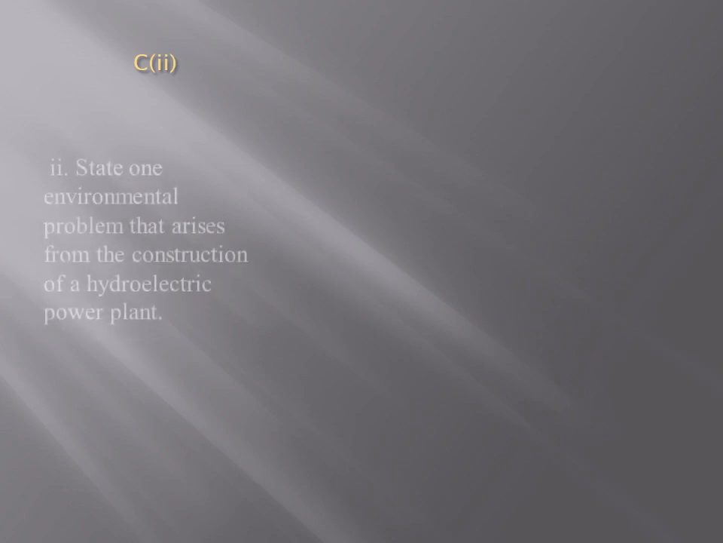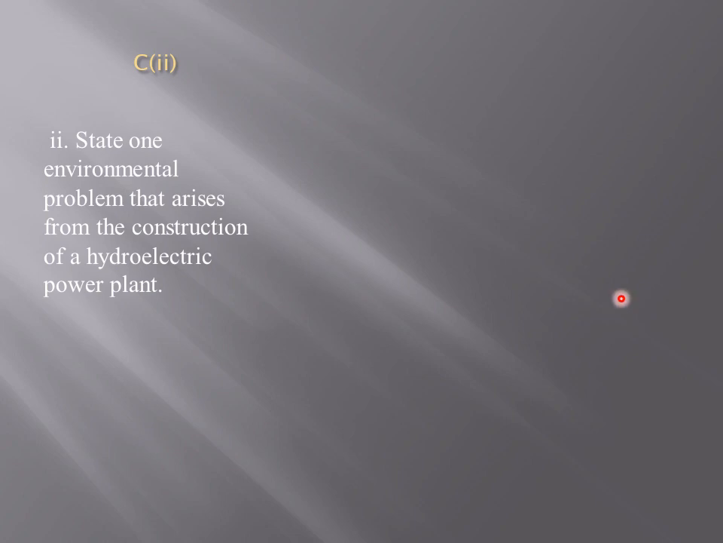Next question is C Roman 2. It says, state one environmental problem that arises from the construction of hydroelectric power plants. It looks like a human and economic geography question in secondary school in Form 5. State one environmental problem that arises from the construction of a hydroelectric dam.